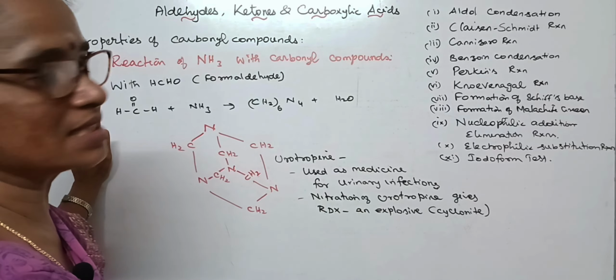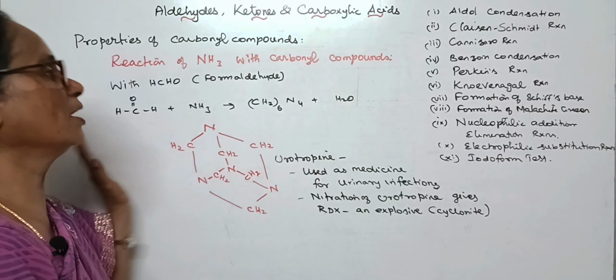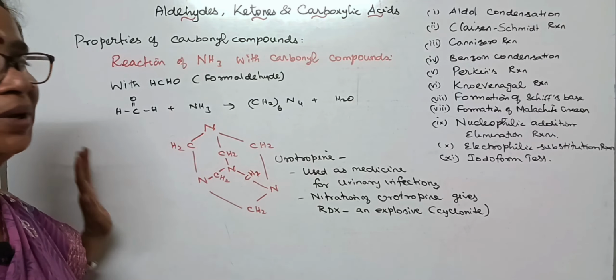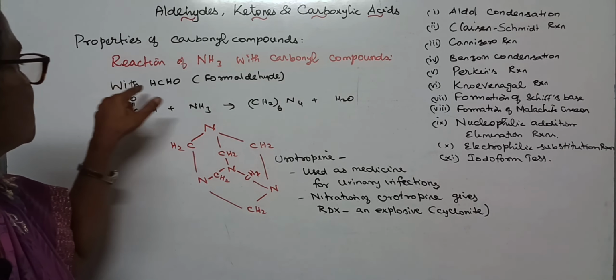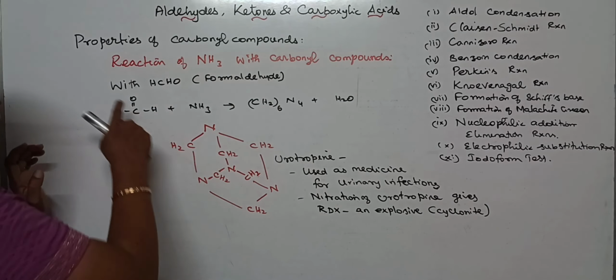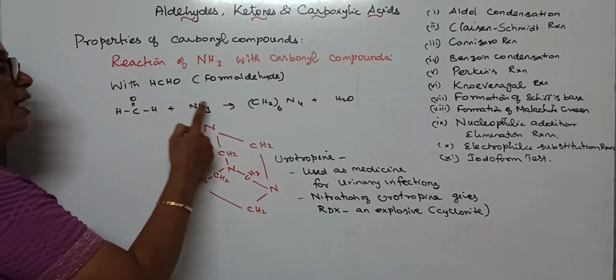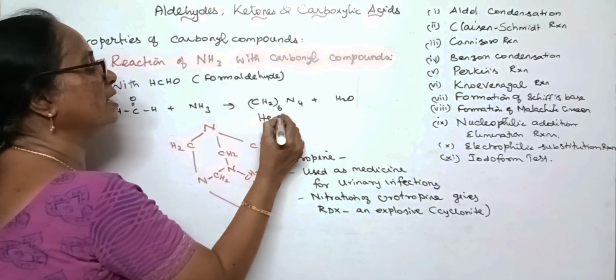Let us discuss reactions of ammonia with carbonyl compounds. Ammonia may react with formaldehyde, acetone and benzaldehyde, and it gives rise to different products. Let us see first of all with formaldehyde. Formaldehyde, HCHO. When formaldehyde reacts with ammonia, we get hexamethylene tetramine.